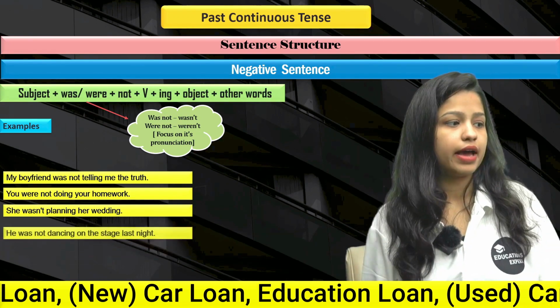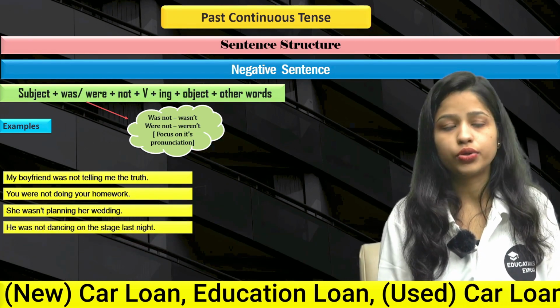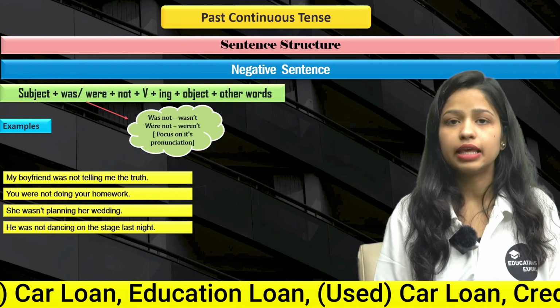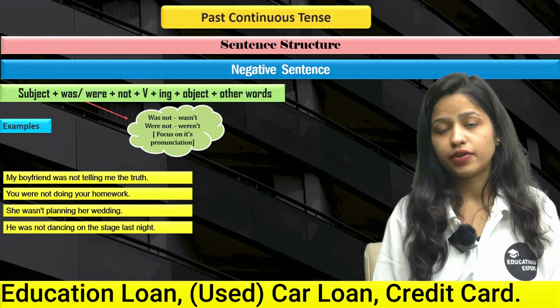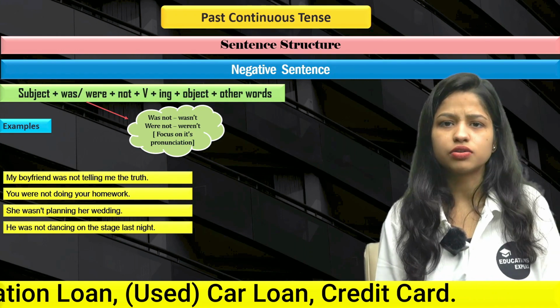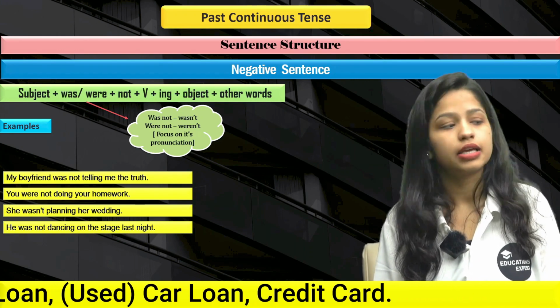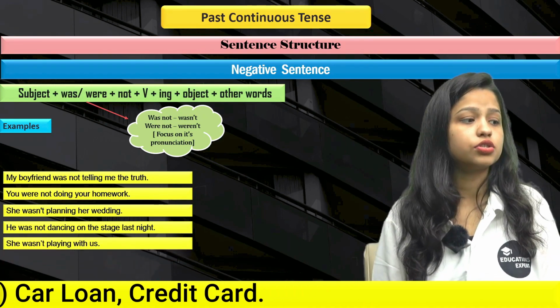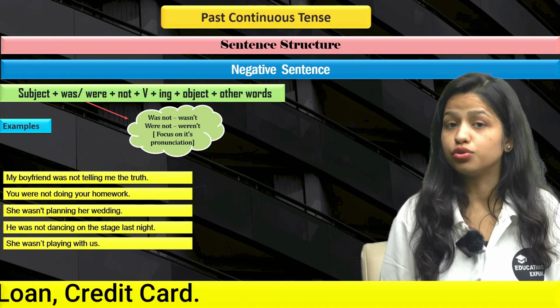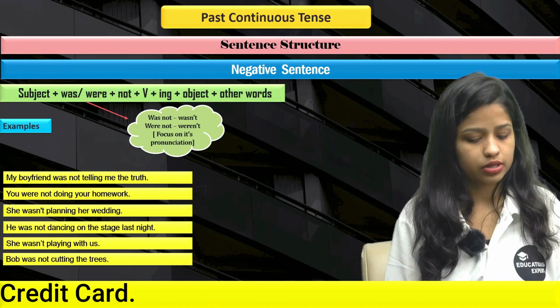Next example we have is he was not dancing on the stage last night. And if you are saying this line to your friend or something, then you can say he wasn't dancing on the stage last night. Clear? Next up we have is she wasn't playing with us. She was not playing with us. She wasn't playing with us.